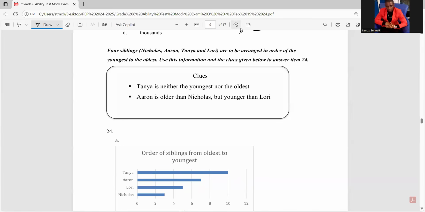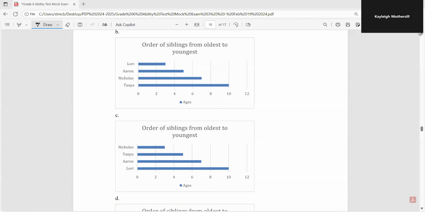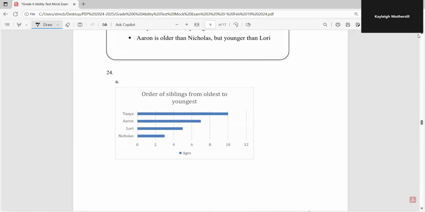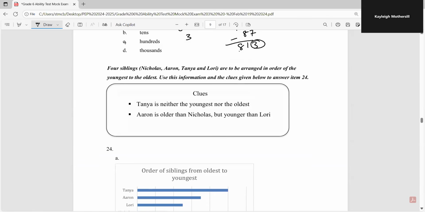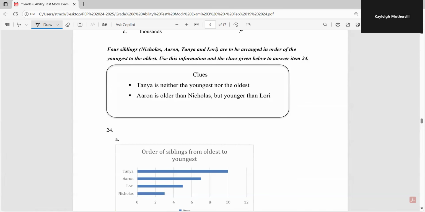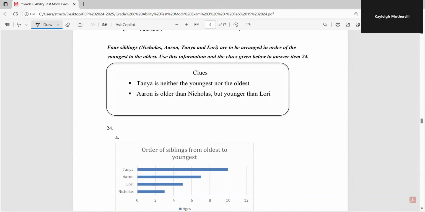Yeah, go ahead. Okay, sir. So for this question, you have to pay attention to the steps. It says Tanya is neither the youngest nor the oldest. And it says Aaron is older than Nicholas, but younger than Lori. So if you look at A, you would see that Tanya is the oldest for the bar graph at A, so you would know that it isn't A.